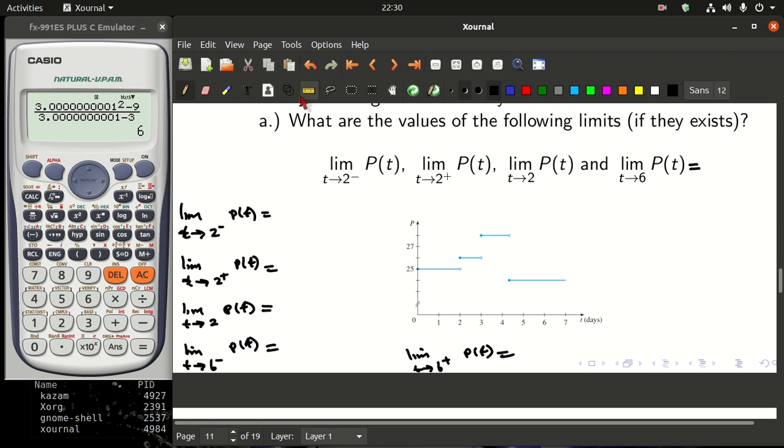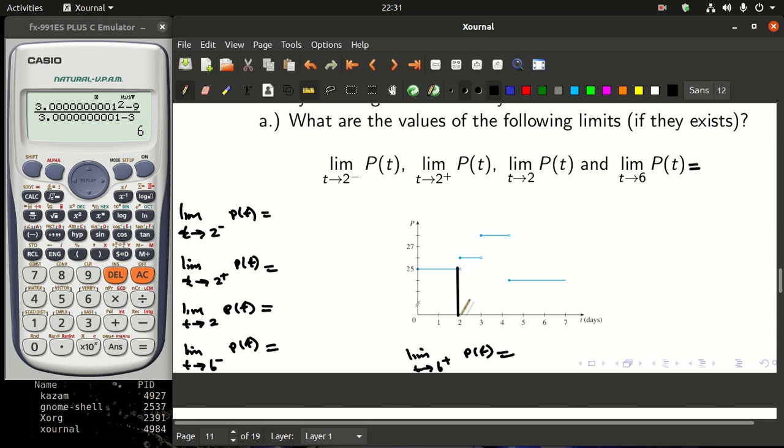Now, let me grab a ruler here. Here we're saying we are going at t is equal to 2. Where is t equal to 2? This is t equal to 2. The minus is saying go to the left, on the left. So pick a point on the left. If I were to pick a point just somewhere here on the left, what will be the output of the function just before 2?